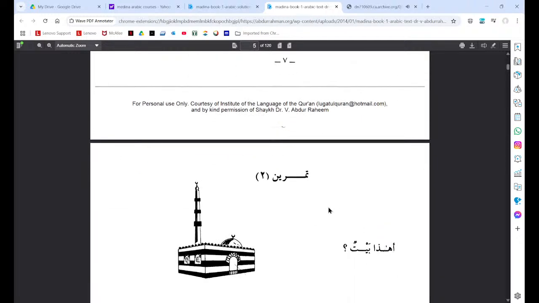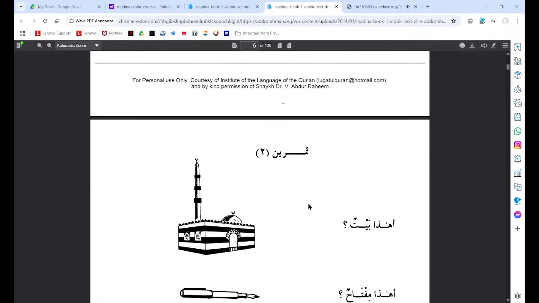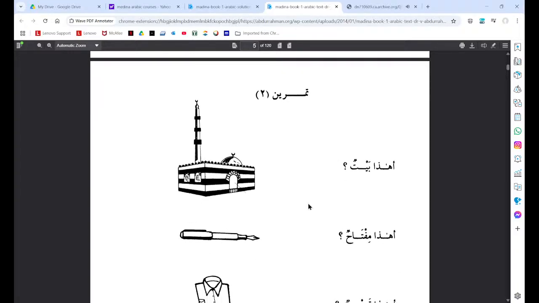So here we have Tamreen Thani, the second exercise, guys. Ahava masjidun. So now they want you to answer this on your own without giving you any help. أهذا بيت. I think I said أهذا مسجد first. أهذا بيت. Is this a house? لا. Remember, affirm or negate first. لا. هذا مسجد. No, this is a masjid.